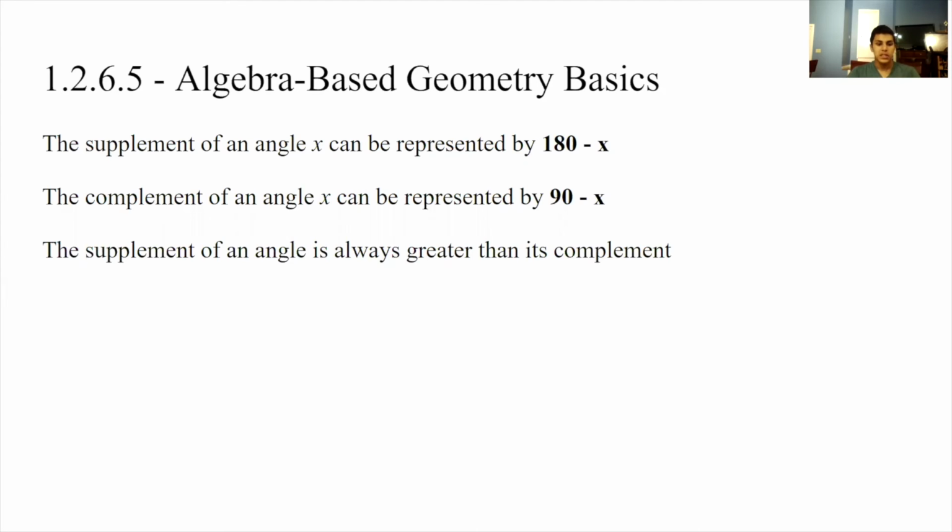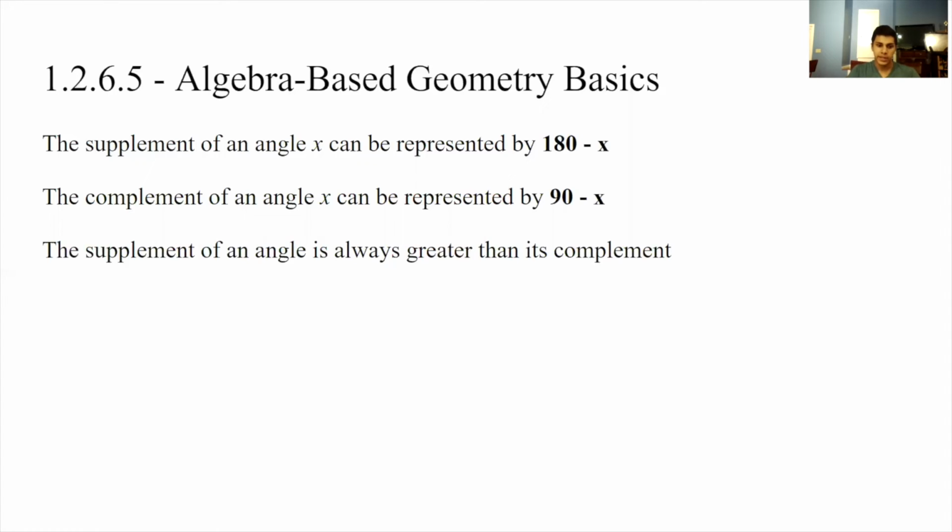So first, the supplement of an angle x, so if x is our angle, can be represented by 180 minus x. Because if x is our angle, the supplement is whatever gets me from x to 180, because the two angles together add up to 180. So in order to find that supplement, you just have to subtract x, whatever your angle is, from 180.